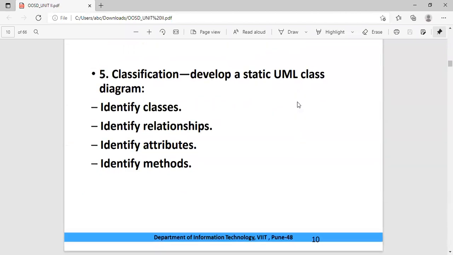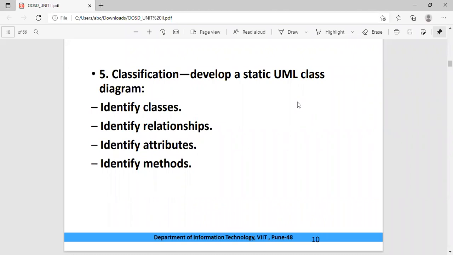When I say static UML class diagram, then we have to understand the classification, where we identify the classes, identify the relationships between them, identify the attributes in them, and identify the methods. Basically, I am performing this task with the help of the object-oriented approach. That is the most important thing, as we have seen in our object-oriented decomposition, why this system comes into the development part where we are using object-oriented analysis, right?